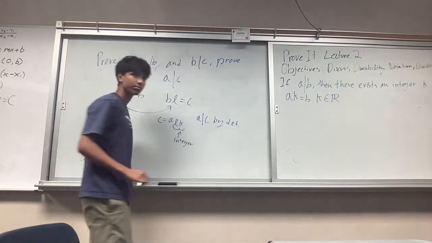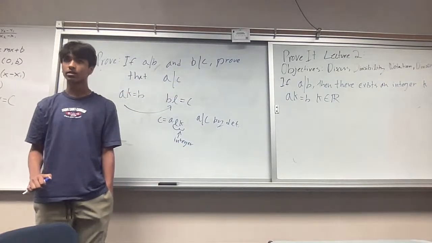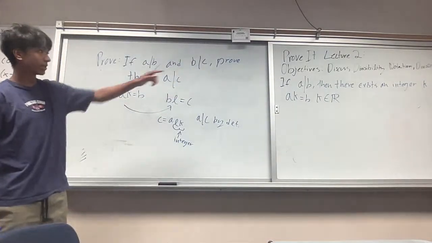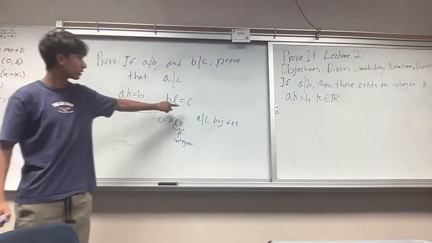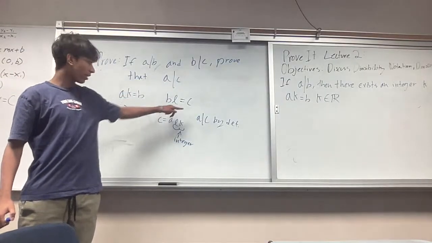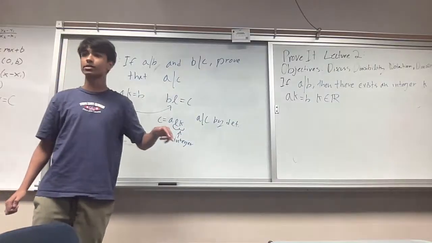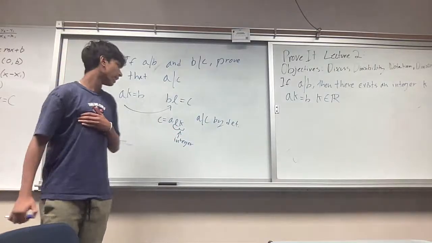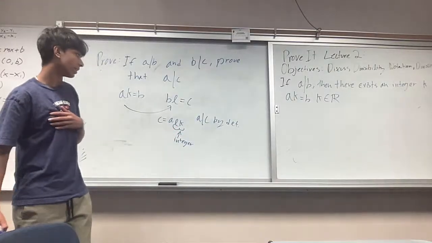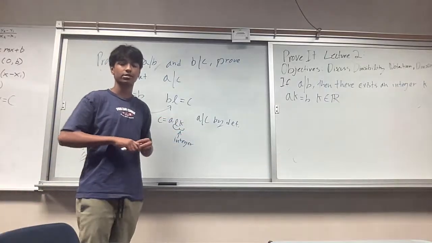Beautiful. All right, did everybody catch that? You basically just use the definition: AK equals B, BL equals C, and then we substitute it in. Because L and K are both integers, L times K is an integer, A times LK is C, and by definition A divides C. So it's transitive.